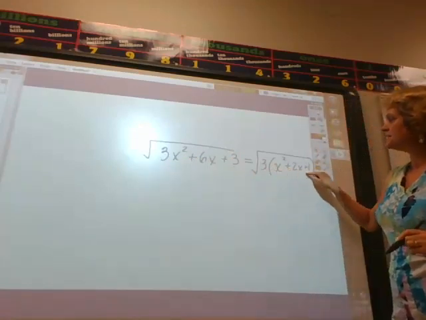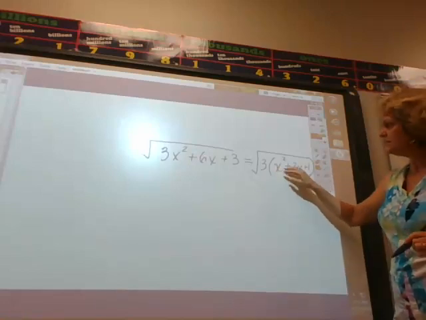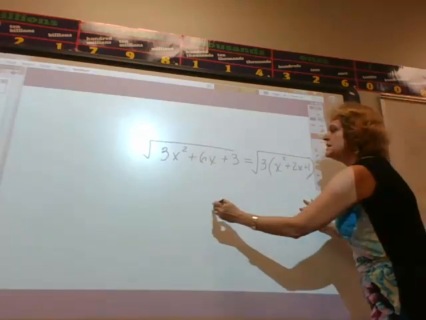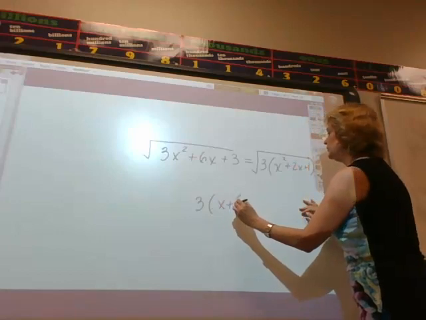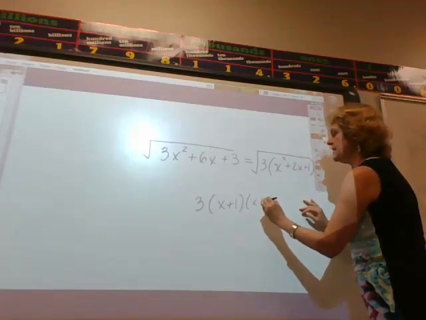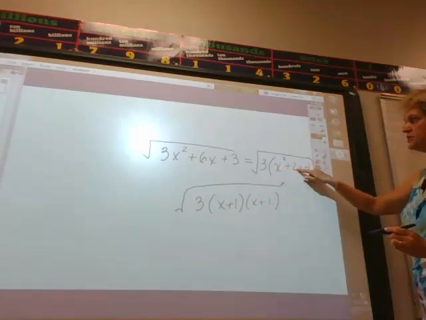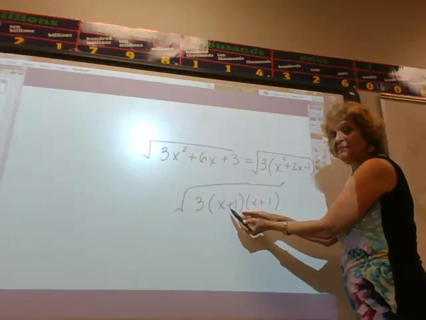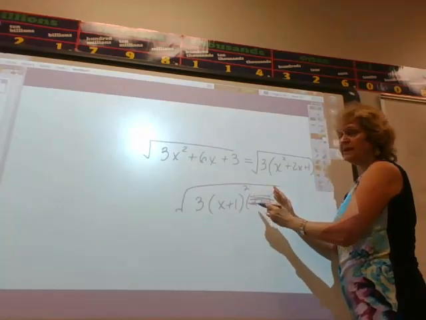Now, this, sure enough, is a binomial square, right? This is a trinomial square, so it factors into the same binomial. So under here is really x plus 1, x plus 1. So it's underneath the radical. So I factored this trinomial into these two binomials. So remember, that's the same thing as saying x plus 1 quantity squared, right?